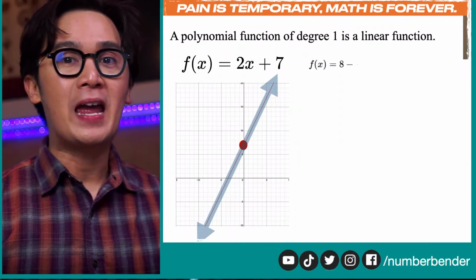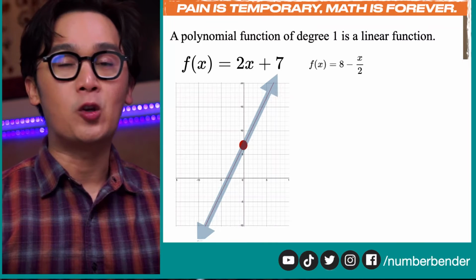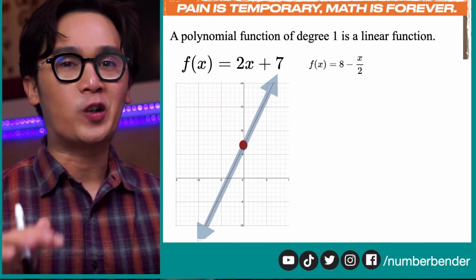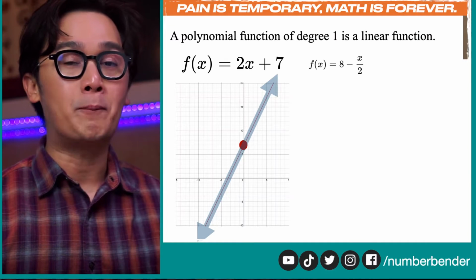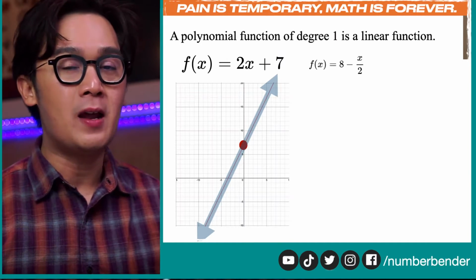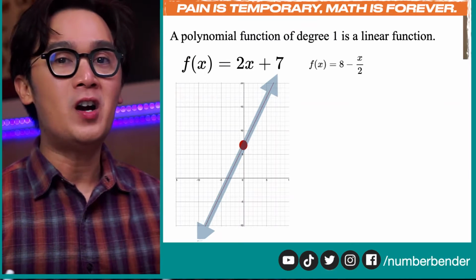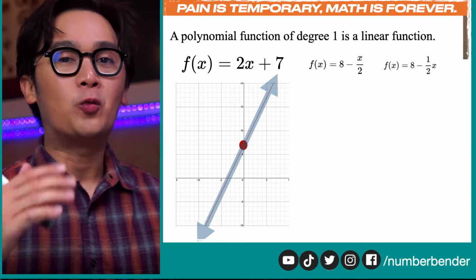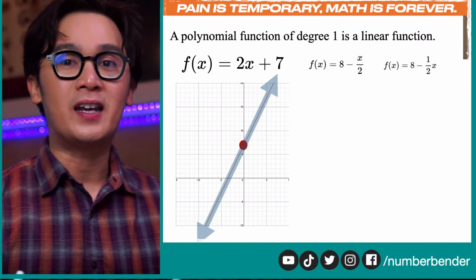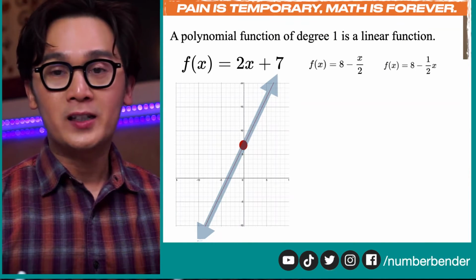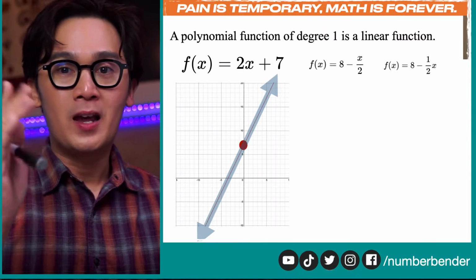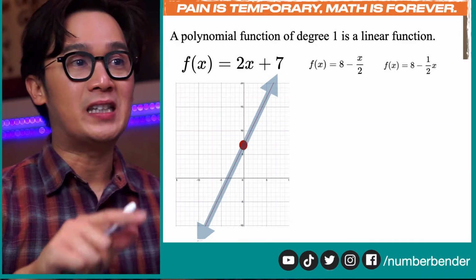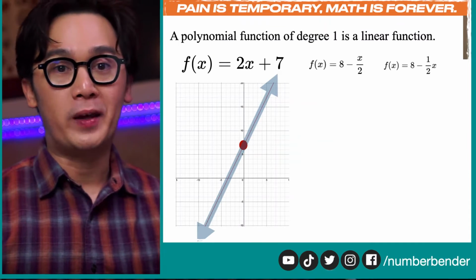So that means if I have f of x is equal to 8 minus x all over 2, for some students this may be a little bit challenging or confusing as to whether it is a degree 1 polynomial because of the fraction. But if we modify this function into f of x is equal to 8 minus 1/2 x, we can confidently say that this is a function of degree 1. This is a line that is going downwards this time, and it's downwards because our slope is negative.